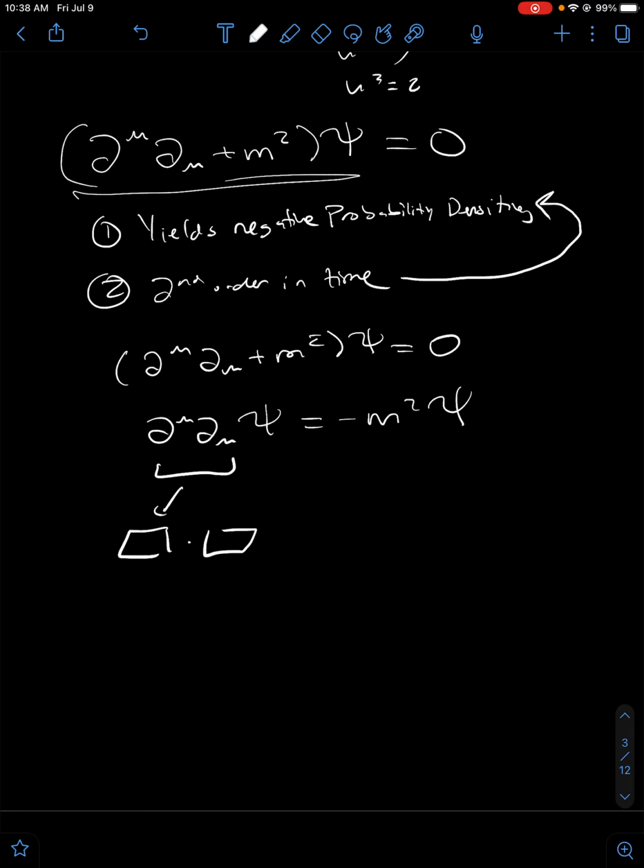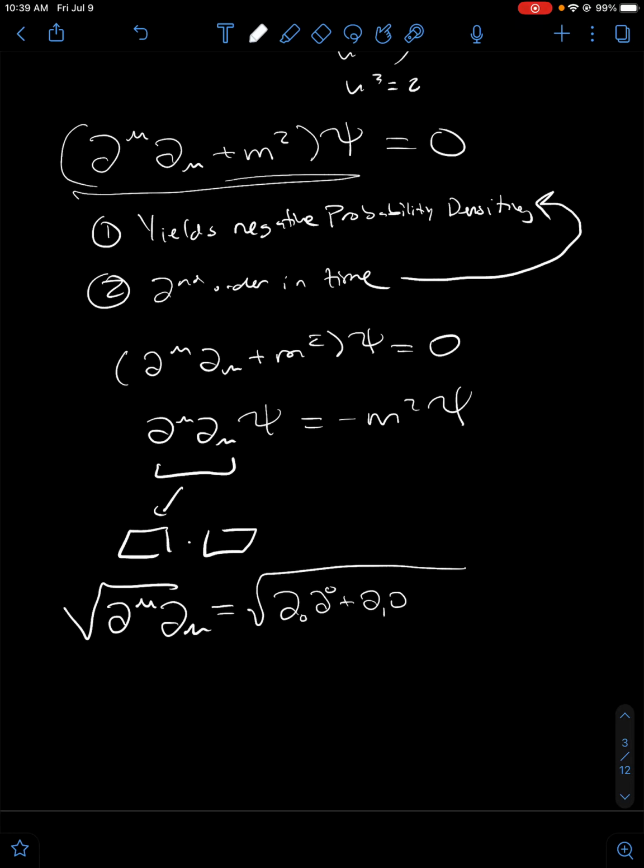Well, one way is to take the square root of gamma of partial mu. And remember, partial mu is just partial naught plus partial 1 plus partial 2. Sorry, partial 2 minus partial 3. Partial 3, these should all be minuses.